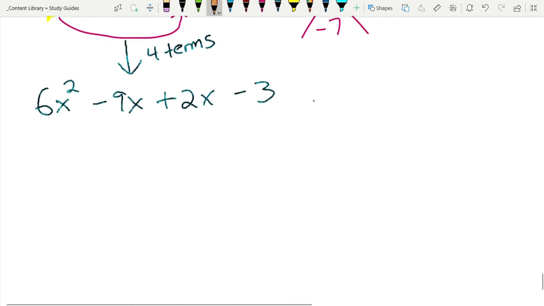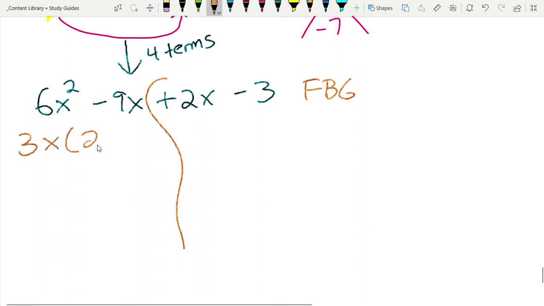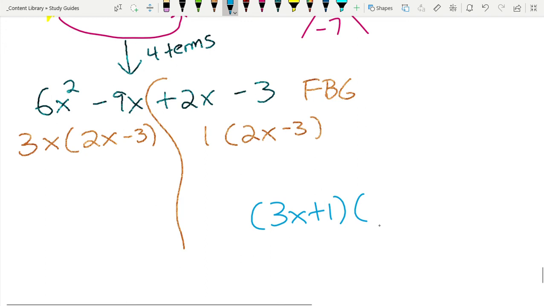Now we move into 4 terms, which automatically means it's factor by grouping. GCF here is a 3x. Then we get a 2x minus 3. Then over here we have 2x minus 3 again. So what do we multiply 2x by to get a 2x? That's easy, just a 1. So our outside group is 3x plus 1. Our inside group is 2x minus 3.